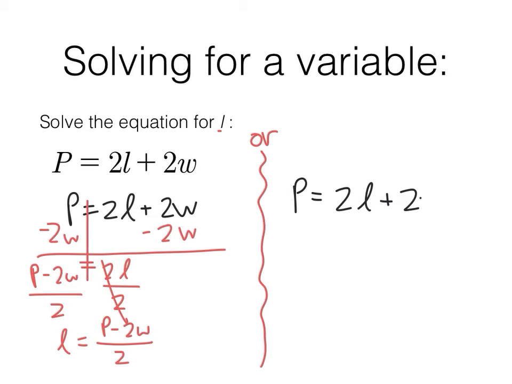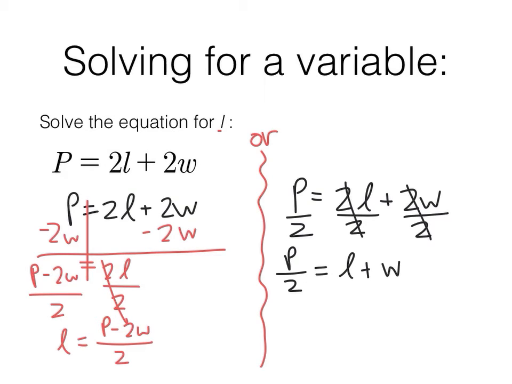The other thing I noticed for this one is I could divide off the 2, because these are both divisible by 2. So I could do that first, because that would get rid of both those 2's. So now I have P over 2 is equal to L plus W. And again, I'm still solving for L, so I'm going to subtract W from each side, leaving me P over 2 minus W is equal to L.